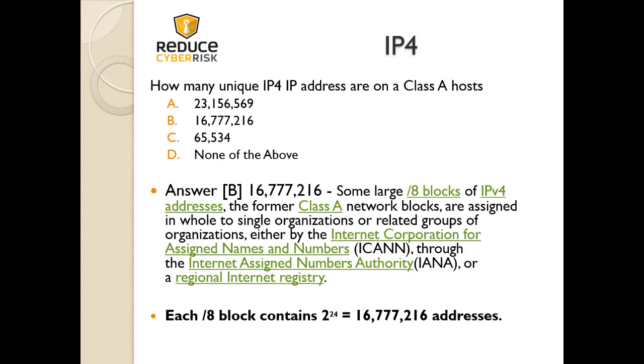Next, we're talking about IP version 4. How many unique IPv4 addresses are on a Class A host? A, 23,156,569. B, 16,777,216. C, 65,534. Or D, none of the above. And the answer is B, 16,777,216.